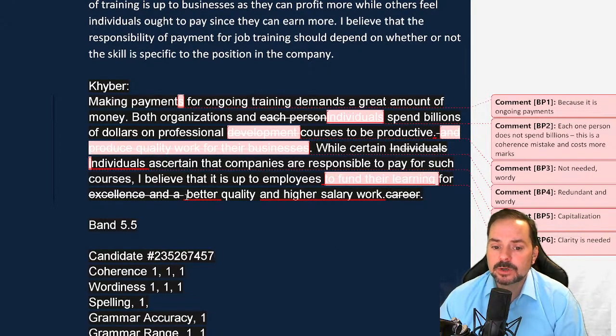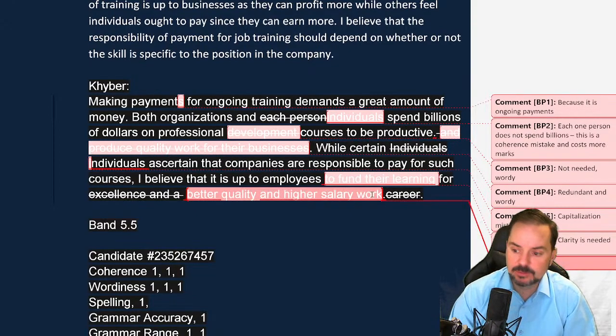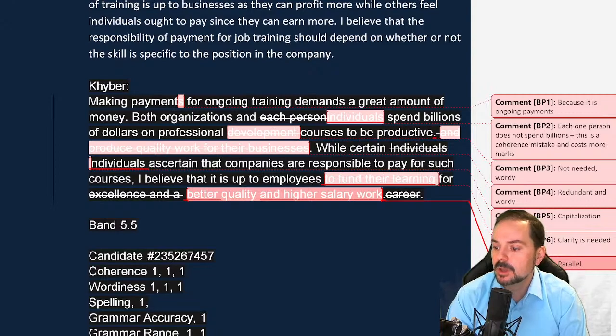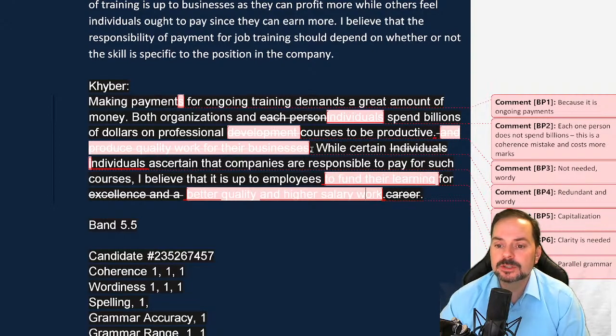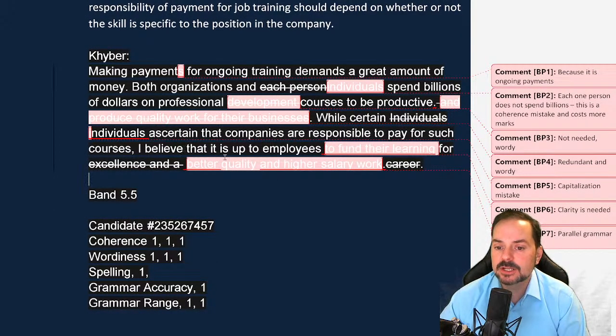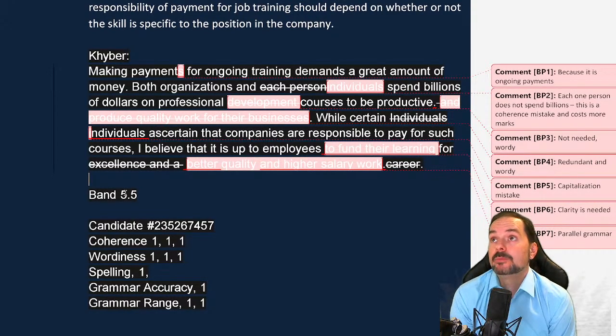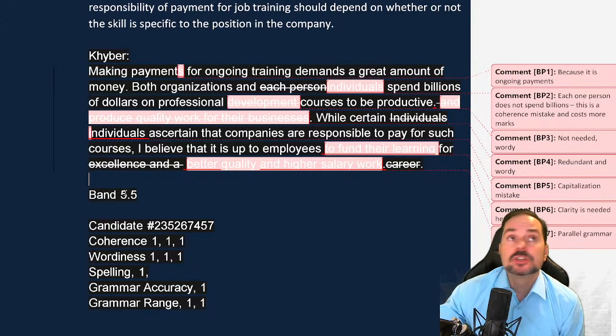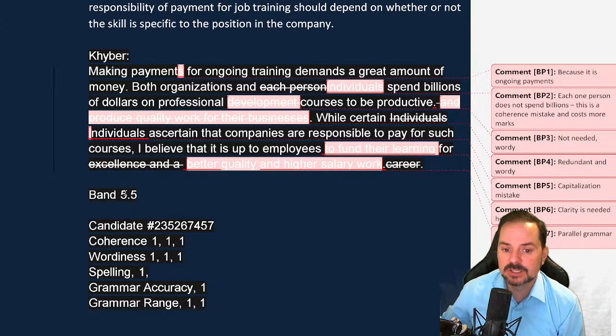The higher salary work, I would say parallel grammar needed, okay? And the original sentence here that Kyber had: "So I believe that it is up to employees for excellence and quality." What's the biggest mistake with that thesis, members? Sammy, Nari, Rumi, you can jump in there as well and let me know. So what is the biggest mistake with that thesis? "So I believe it is up to the employees for excellence and better quality work." There's a very, very crucial or critical mistake with that thesis. What is it?